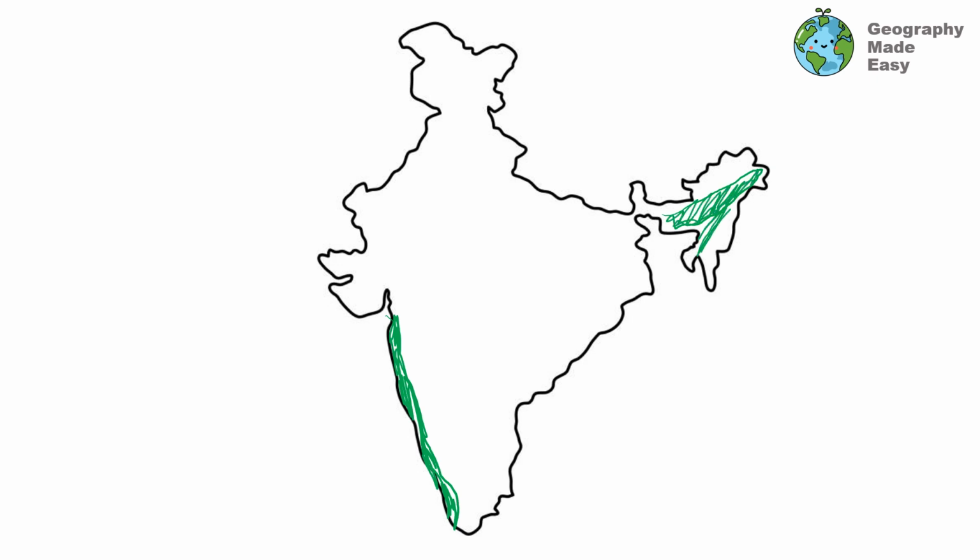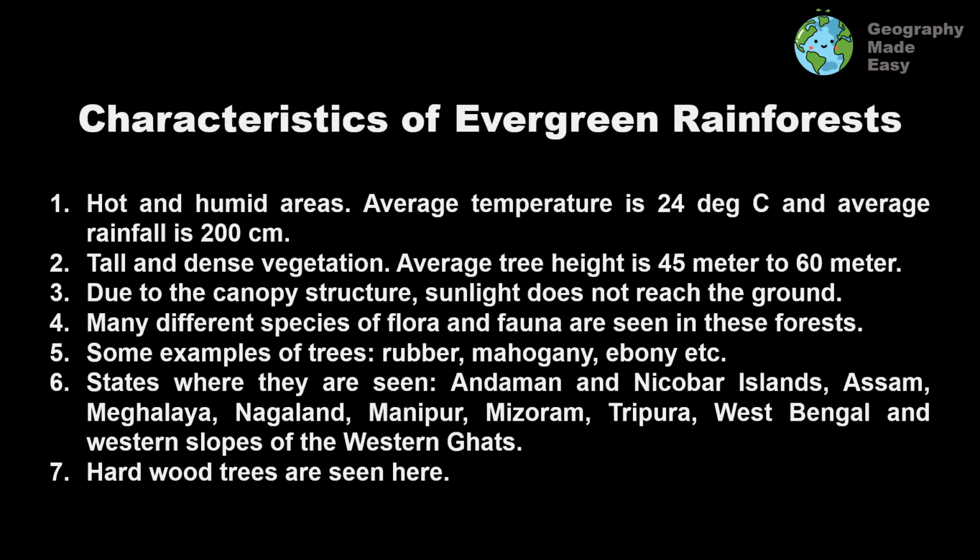For simplicity, the southern part of the northeast is also shown as having evergreen rainforests. Now we'll go into the characteristics of the tropical evergreen rainforests. They are seen in very hot and humid areas with a lot of heavy rainfall. The average rainfall in this part is around 200 centimeters, with average temperatures of 24 degrees Celsius. Hot and humid conditions have to be present for the luxuriant growth to be seen.